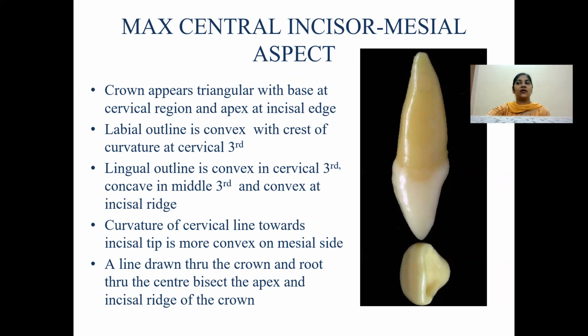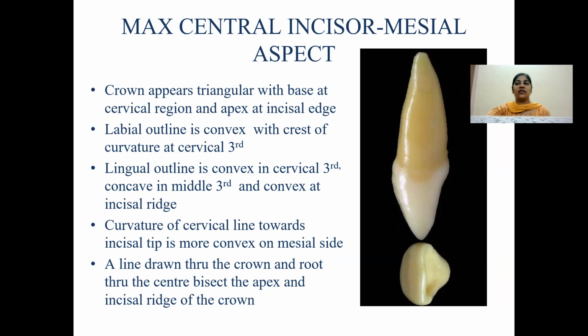The incisal ridge of the crown is therefore in line with the center of the root. In this, we can also appreciate that the labial outline is convex, with the crest of the curvature at the cervical third. The lingual outline is convex in the cervical third, because of the presence of the cingulum, then concave in the middle third, and then convex at the incisal edge. So the labial outline is convex, and the lingual outline has convexities and concavities. The convexities are the cingulum and the incisal edge, and the concavity is the lingual fossa at the middle third. So the cervical third is convex, and the incisal ridge also is convex.